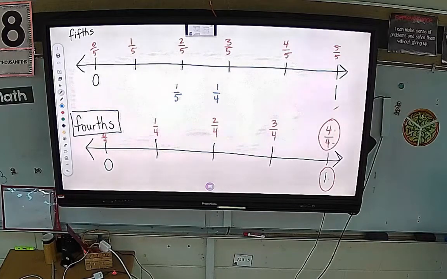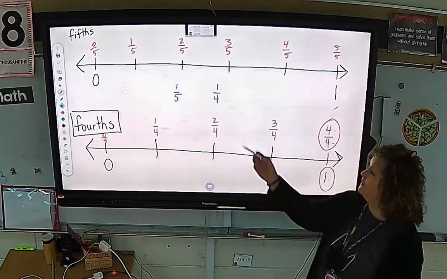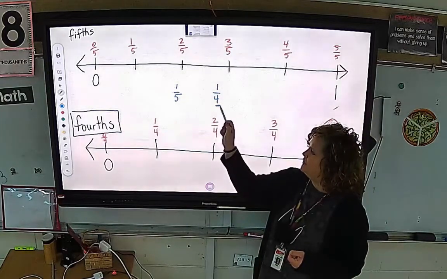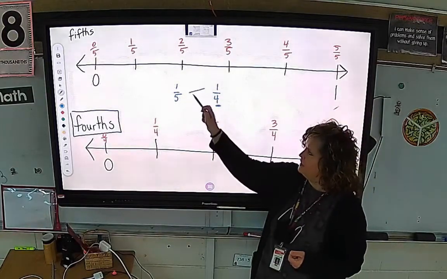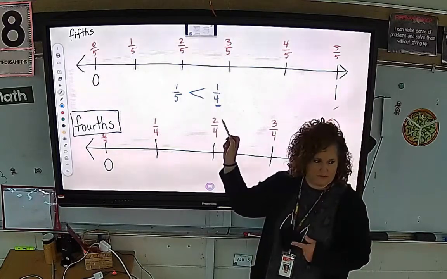Unfortunately I don't have fifths. But what do we know about the denominator? What do we already know that we've talked about? Say it one more time. Okay, the denominator tells us how many pieces. But when we're looking at how big something is, what does it tell us? The smaller the denominator, the bigger the fraction. The smaller the denominator, the bigger the fraction. And since there's only one piece of each of them, this one's definitely larger.